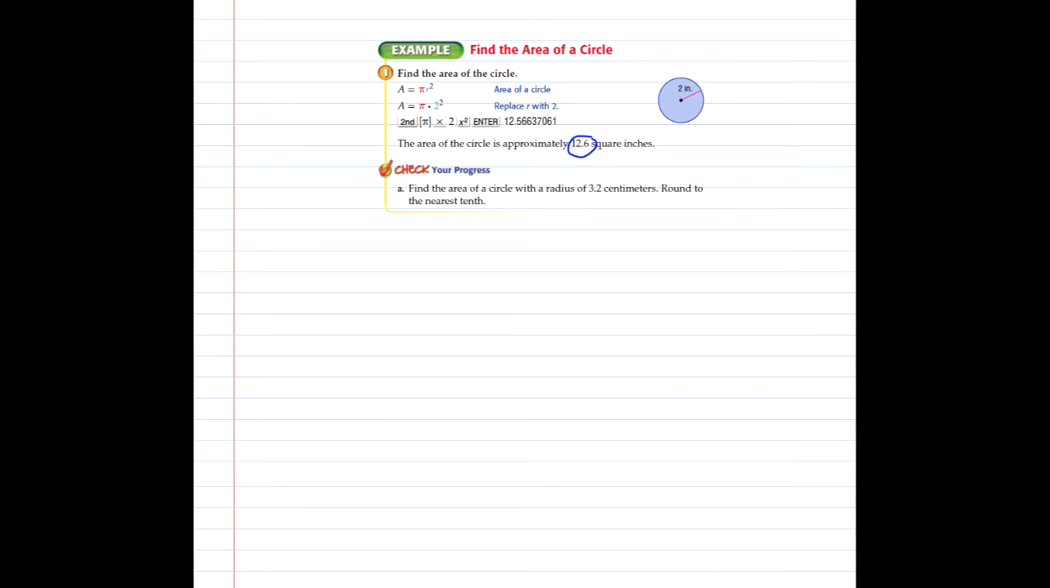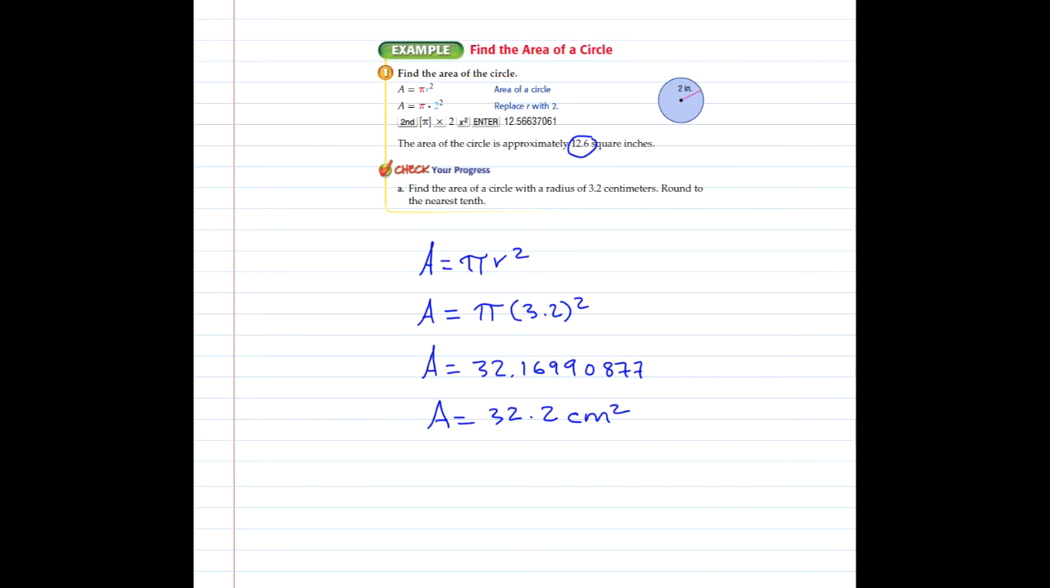In the check your progress example, it says find the area of a circle with a radius of 3.2 centimeters. Again, my formula equals pi r squared. I'll use my pi key. Later, I'm going to replace the r with 3.2. I'm going to square that using my calculator like they did. I get 32.16990877, which I would then round to the nearest tenth, 32.2. In this case, it's centimeters squared or square centimeters.